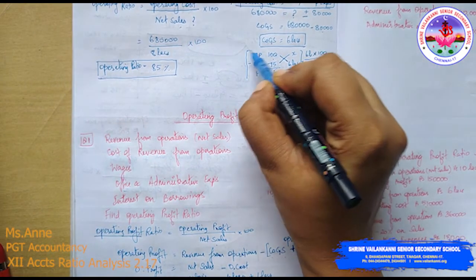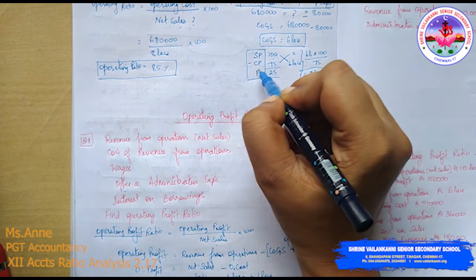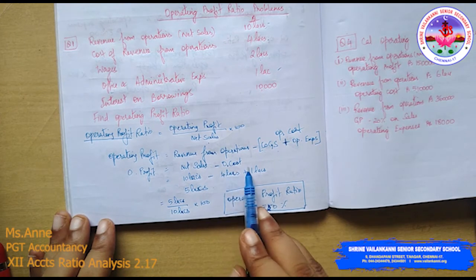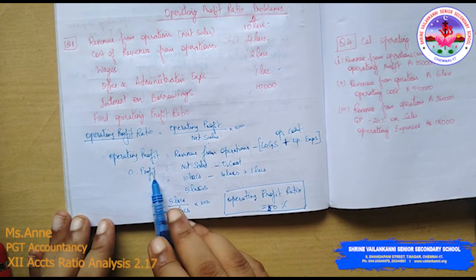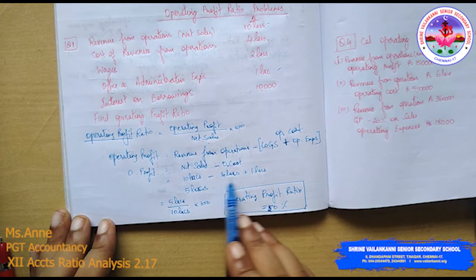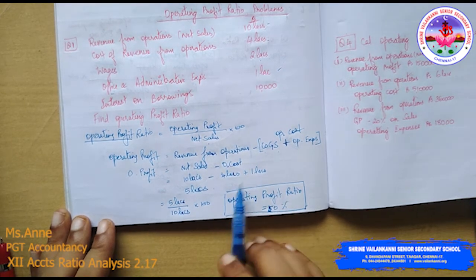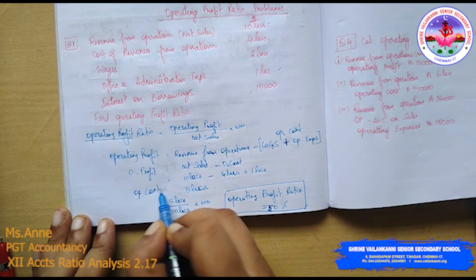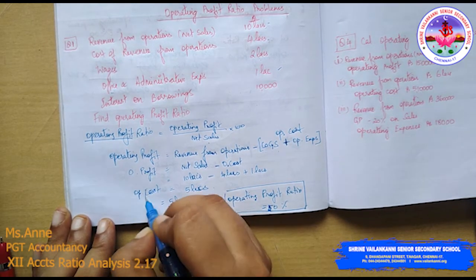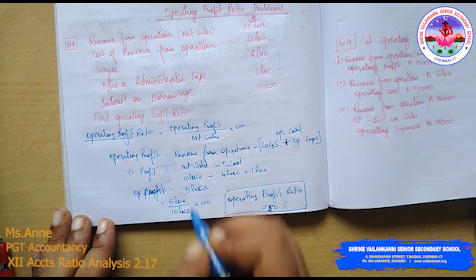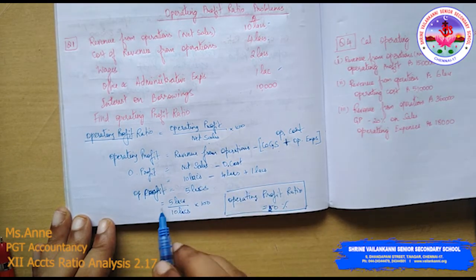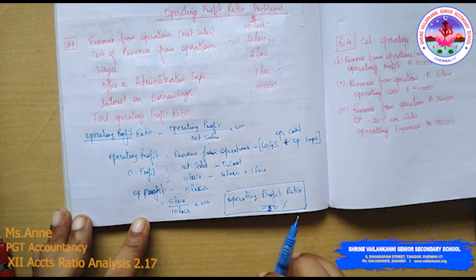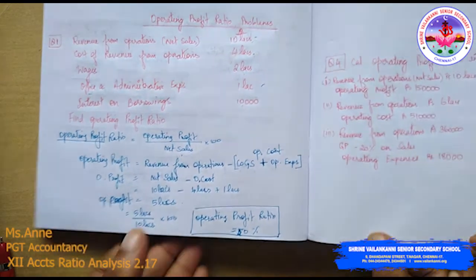Selling price minus cost price will be profit. Net sales minus operating cost will be operating profit. So 10 lakhs minus 4 lakhs plus 1 lakh, we got this operating cost to be 5 lakhs. Sorry, operating profit, profit to be 5 lakhs. And 5 lakhs divided by 10 lakhs into 100 is operating profit ratio, 50%. Moving to the next problem.